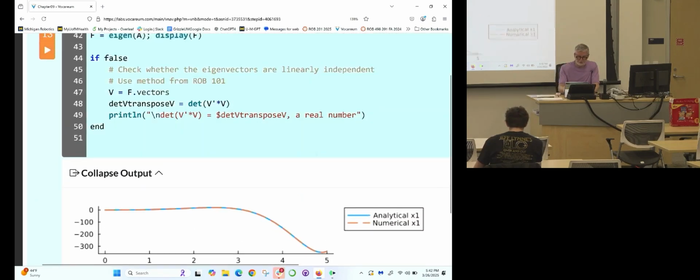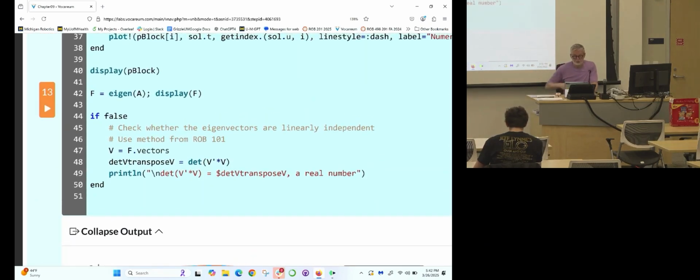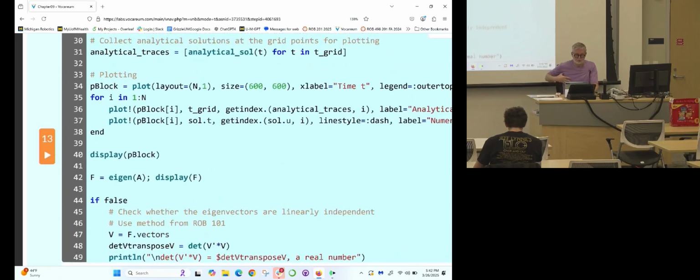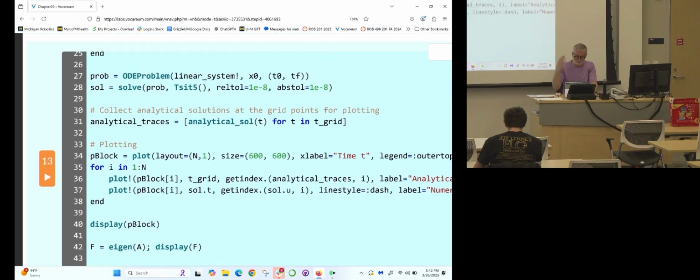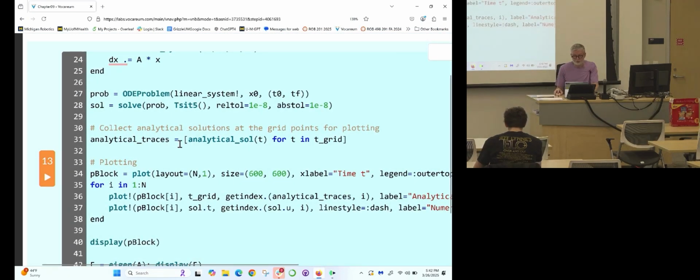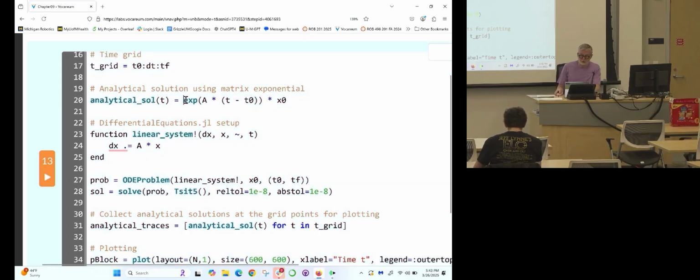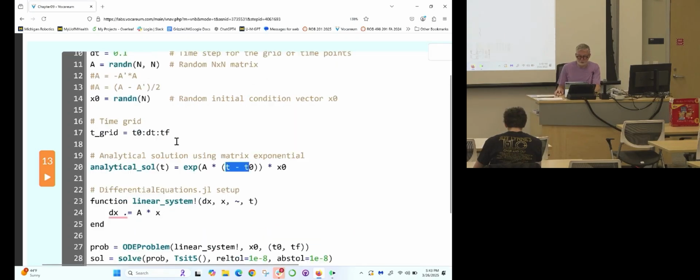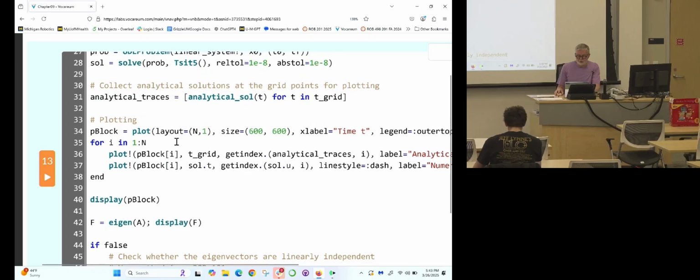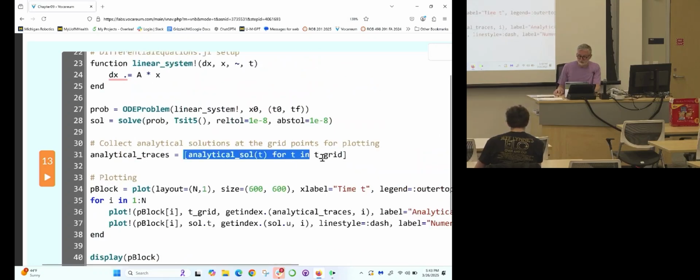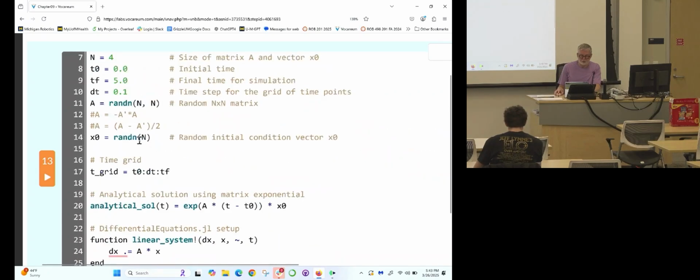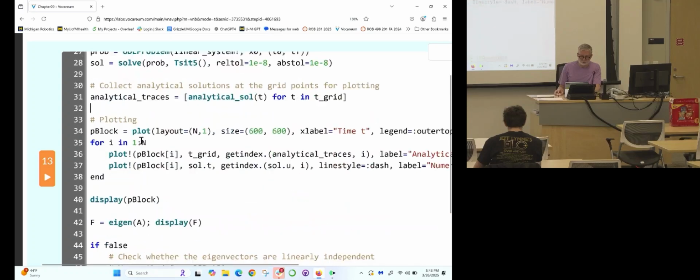So, if you believe the solver, then you have to buy into the fact that the analytical solution, which is just using the Julia exponential function, exp of (t minus t0) times x0, is right. And then this is like a comprehension. It's a for loop in one line. It's just calculating the analytical solution for the times that we set up.